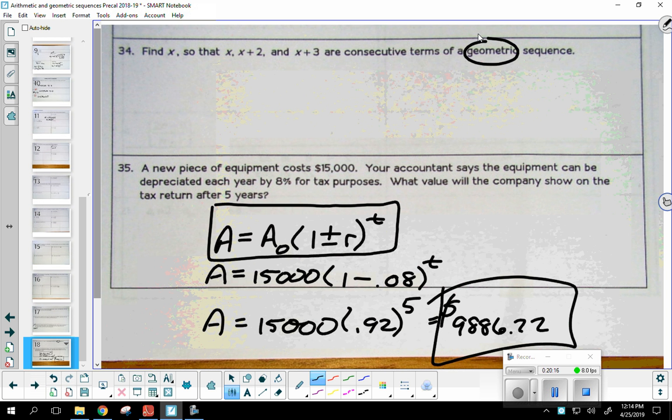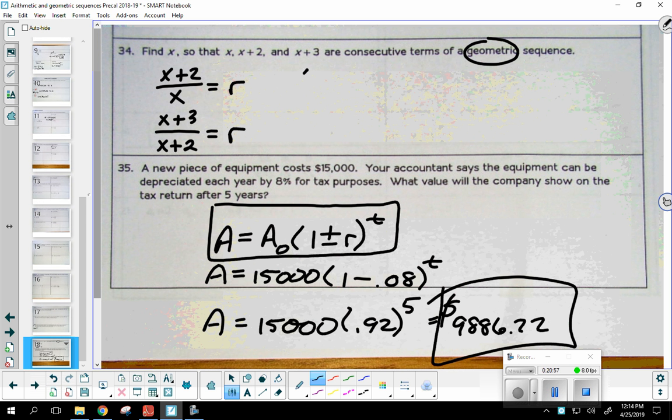Now, we don't know what these terms are because we're trying to figure out x, but the same idea still applies. So this second term here, x plus 2, if I go ahead and divide it by the first term, x, that should equal the common ratio, whatever R is. So I also should be able to take the third term, x plus 3, and divide it by the previous term to get R as well. So where am I going with this problem? What do we notice about both fractions? True, but they both equal R. So if they both equal R, then they equal each other.